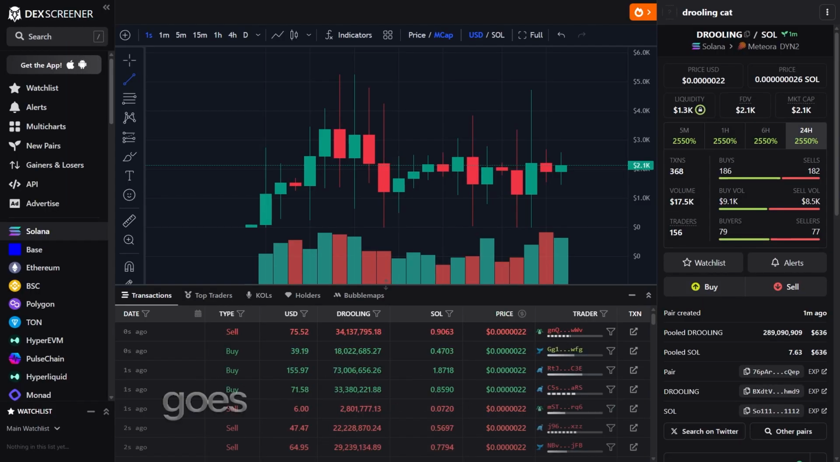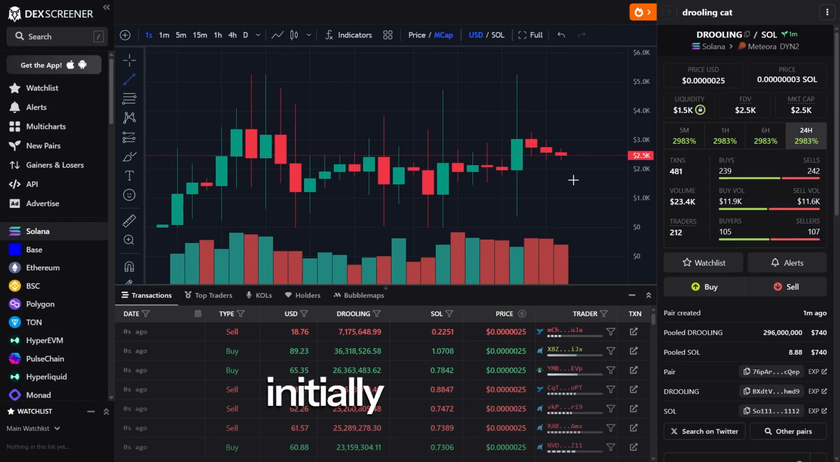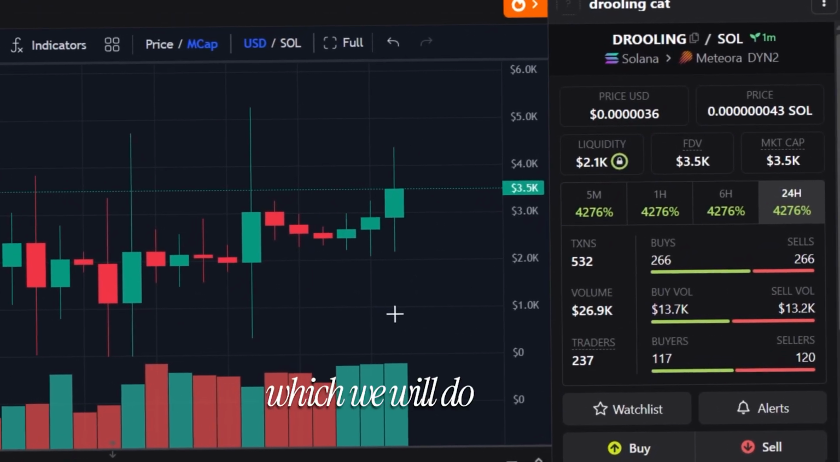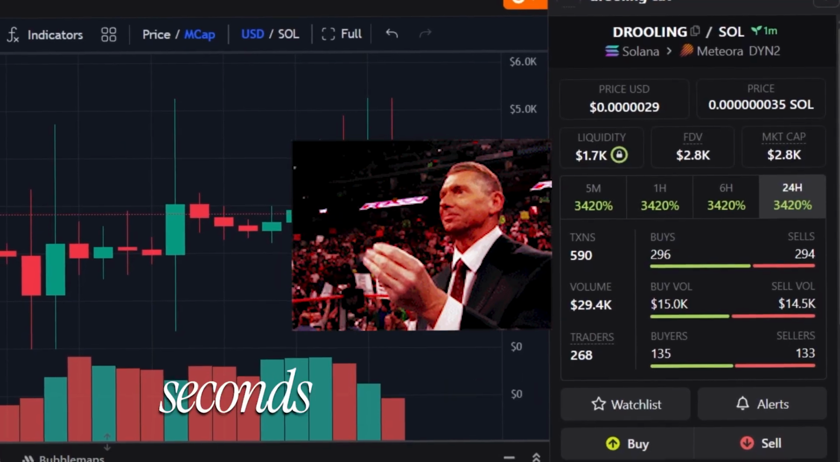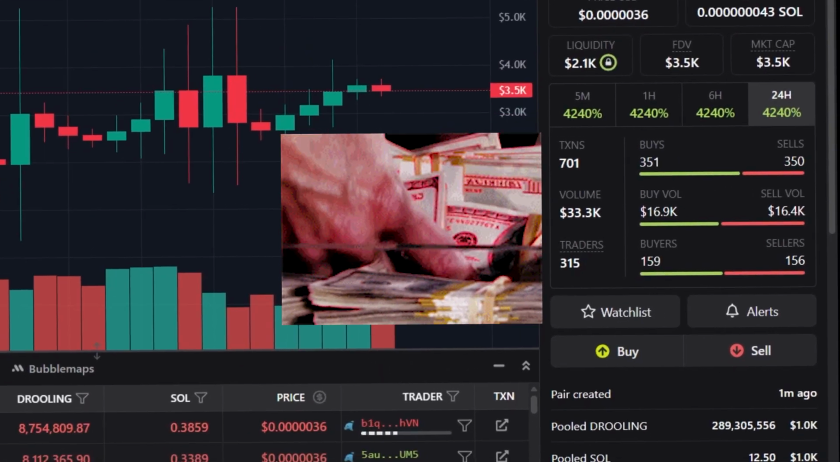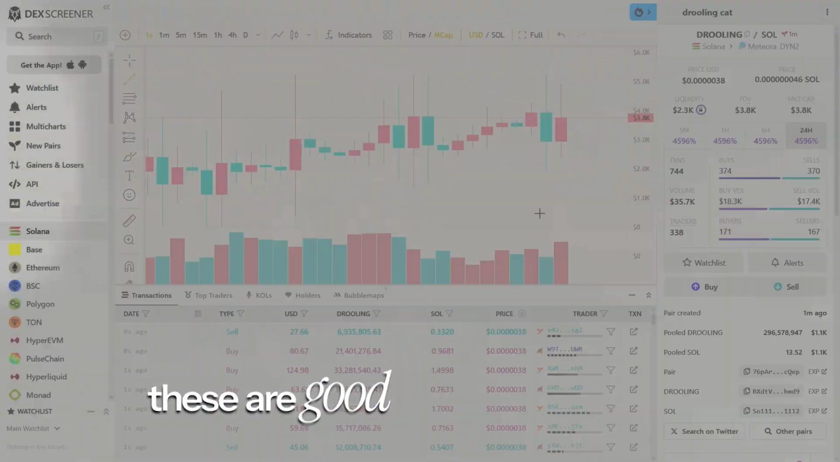Now, it doesn't matter if it goes down a little bit, as long as you got more SOL in there than what you initially invested, then you're going to be fine when we remove that liquidity, which we will do soon. I'm probably going to run this for about another 10 seconds before I switch back over to createcoin, and then we will have a look at the extraction process there. So already looking at that 2.1k in liquidity. These are good numbers, guys.